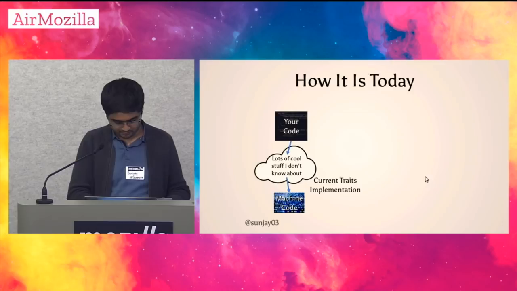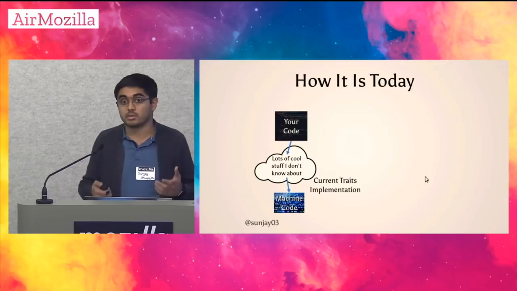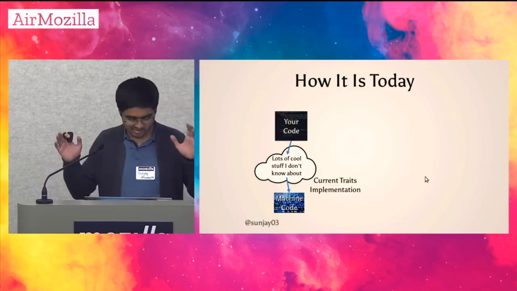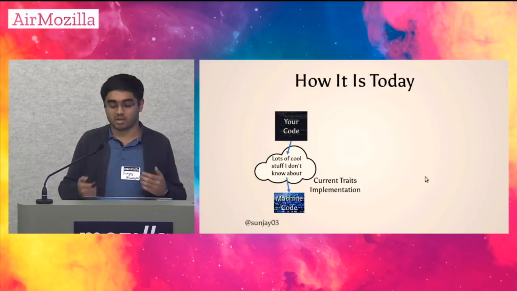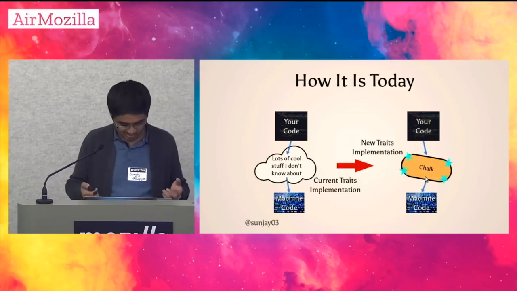Sorry about that. There we go. So chalk is, like I said, the new traits implementation in Rust. But here's how the current Rust compiler looks at about 10,000 feet. The compiler takes your Rust code and runs it through some very cool stuff in the current traits implementation, and then eventually, after a couple more steps, outputs machine code. Chalk is the new traits implementation.